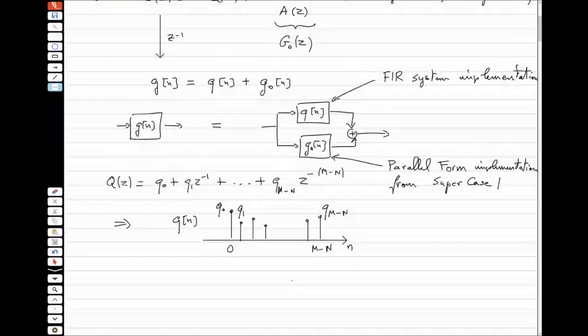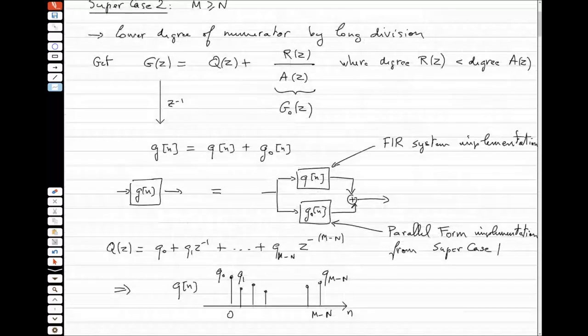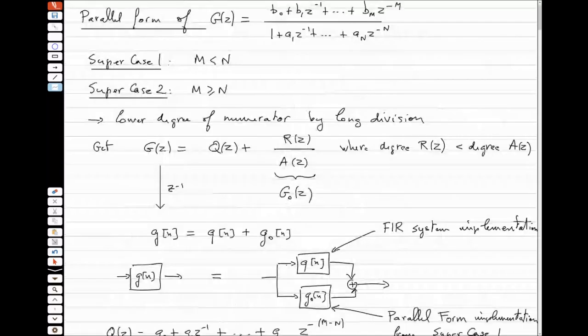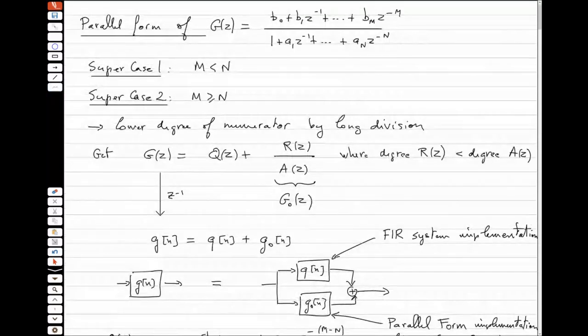All right. So this is involved because you will have to go back to super case 1 and go through everything. So if I want to be nasty with you at the exam, I will give you a transfer function like that with m larger than n or equal to n, so that you have to go through super case 2, and then I will ask you to perform the parallel form implementation, which will force you to do a long division first, to extract the quotient, and then to perform its FIR implementation. So you cannot forget about FIR implementation.